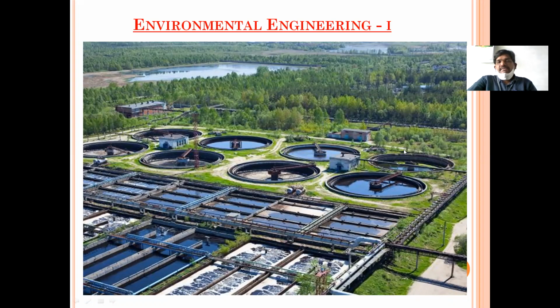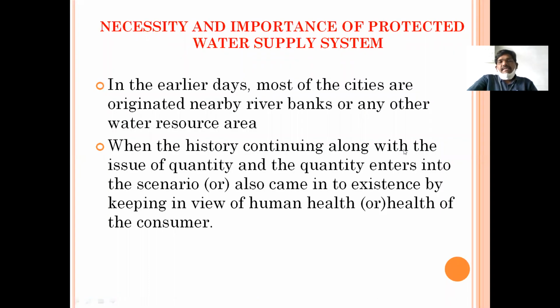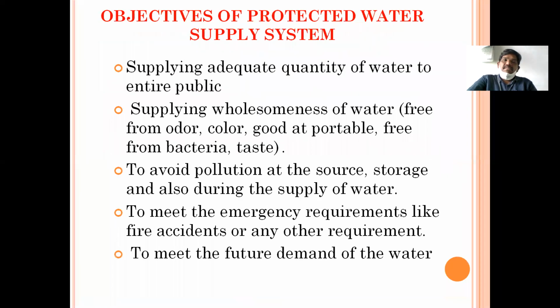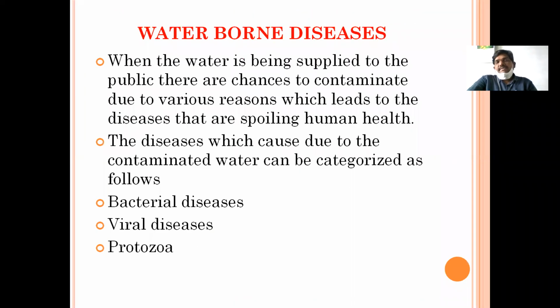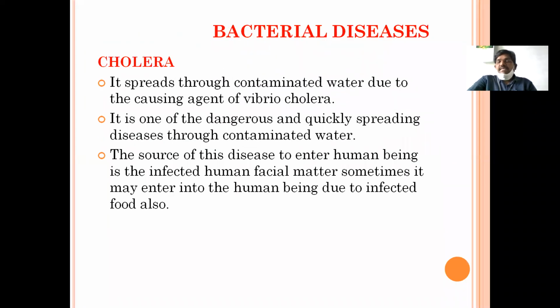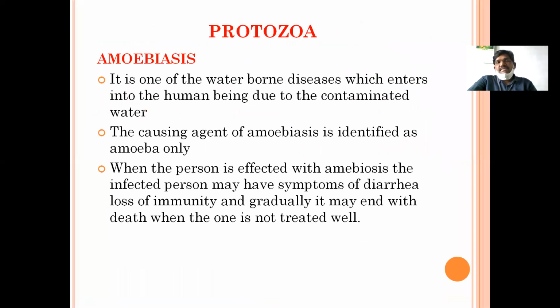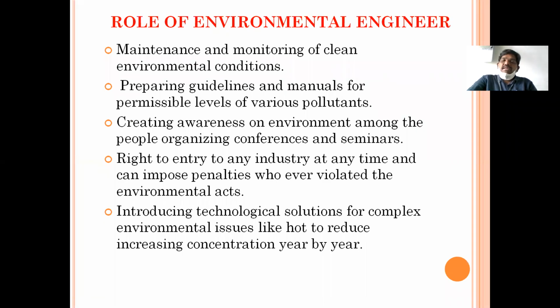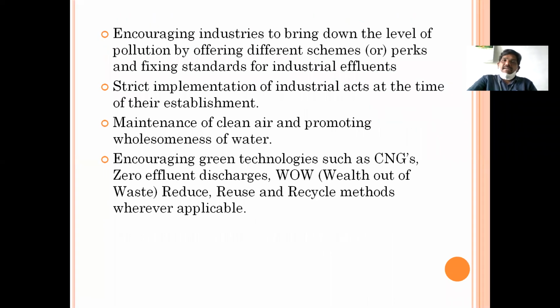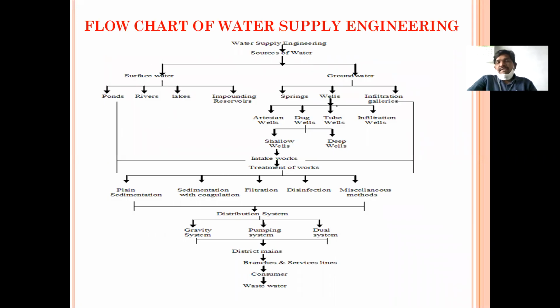what we discussed in the past classes: the first topic, necessity and importance of protected water supply, we have discussed. The second topic, objectives of protected water supply system, waterborne diseases. In that we have seen the diseases associated with bacteria, viruses, of course protozoans. Followed by we discuss the role of environmental engineer, and we also learn the flow chart of water supply system or water supply engineering.